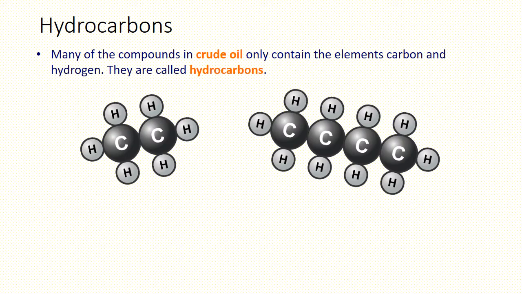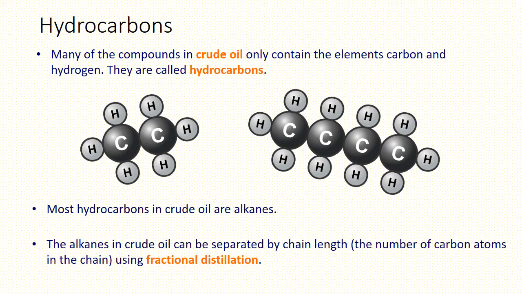So just continuing on with our hydrocarbons, here's a way of visualizing what they are. We can see here we've got 2 carbons with hydrogens around the outside. This would be ethane. And over here we've got 4 carbons with hydrogens bonded all around the outside, and that would be butane. Most of the hydrocarbons that we find in crude oil we call alkanes, and we can use a technique called fractional distillation to separate out these alkanes, these hydrocarbons, into different groups, different fractions, based on the length of the carbon chains which we find within them.